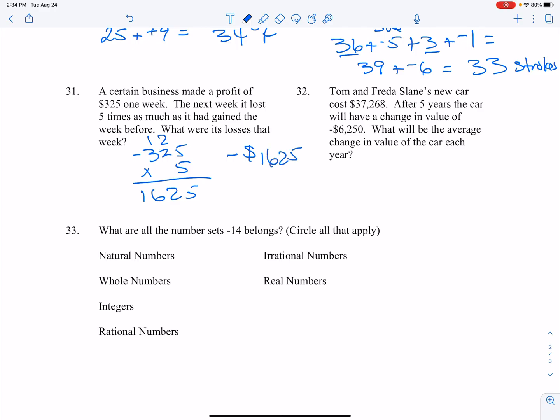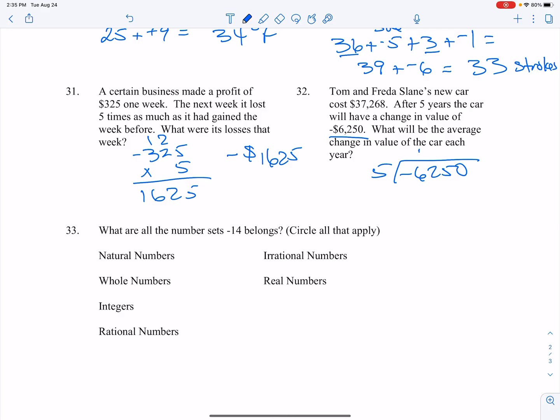Okay, number 32. Tom and Frida Slane's new car cost $37,268. After 5 years, the car will have a change in value of negative $6,250. What will be the average change in value of the car each year? So you take the change in value, which is the negative $6,250, and we divide it by 5.